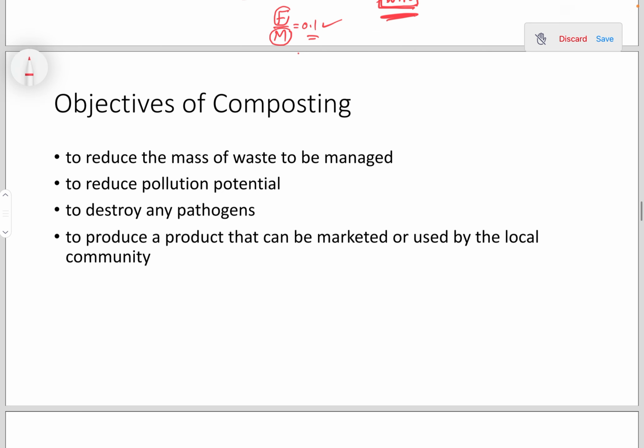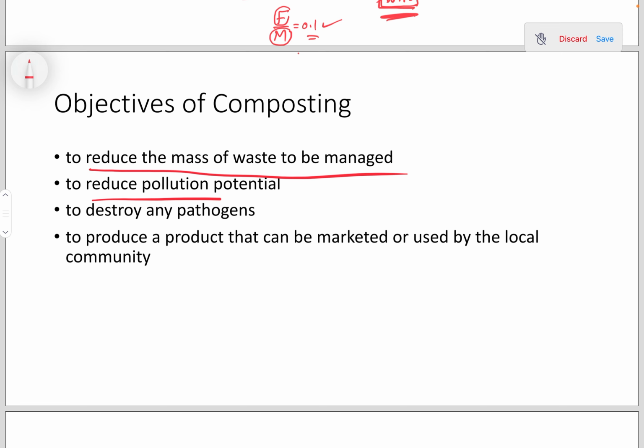So what is the objective of composting now? To reduce the mass of the waste to be managed. It's going to be a lot of tons. ممكن إذا كان 30 ton, it might be reduced to 1 ton. And that is a good reduction. Composting will do that for you.